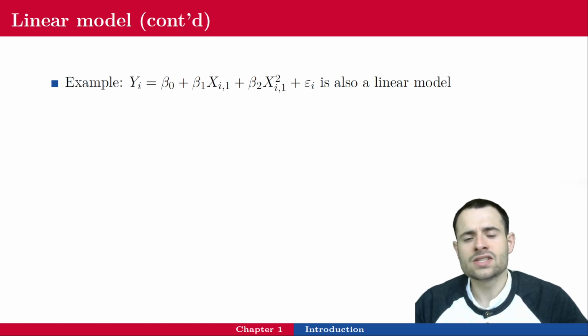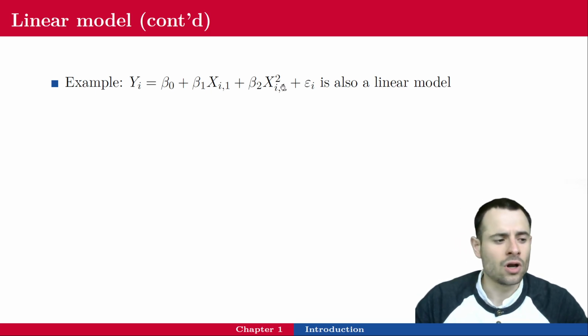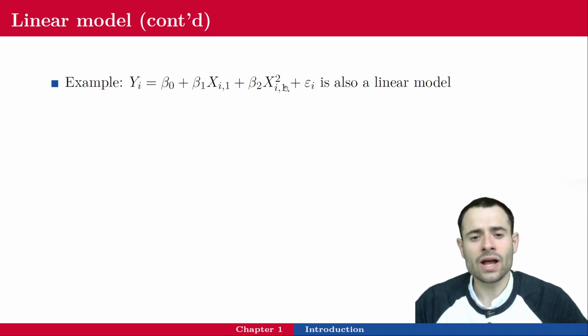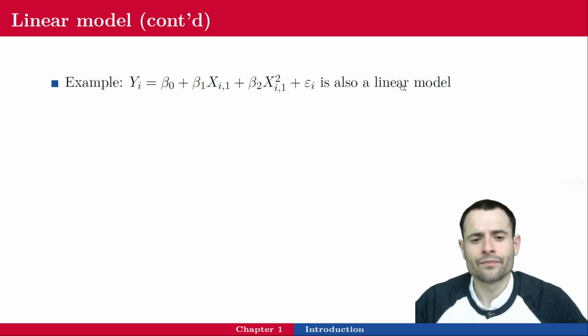This model is also a linear model. What matters is that the coefficients appear linearly. Even if I take a transformation of x which is not linear, I take the square, I take the log, I divide by another variable. As long as the betas show up linearly, then we call this a linear model.